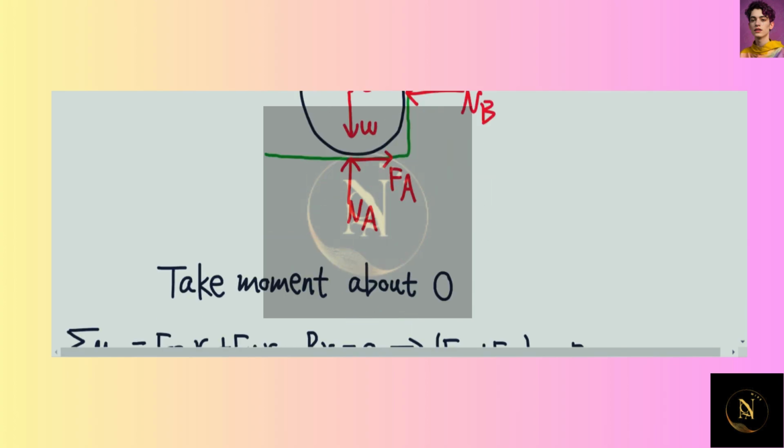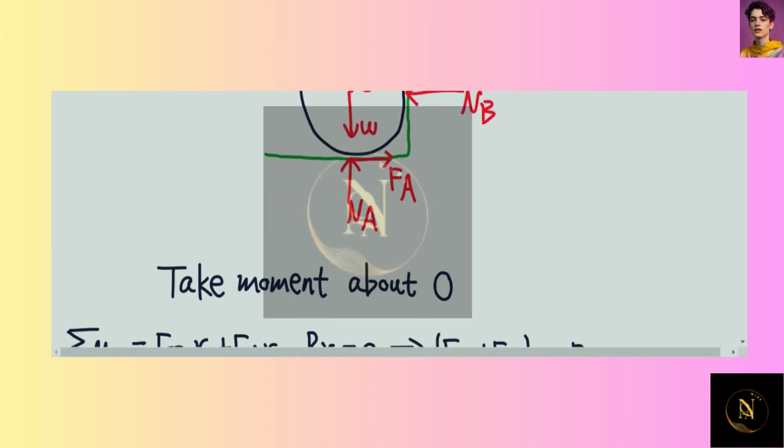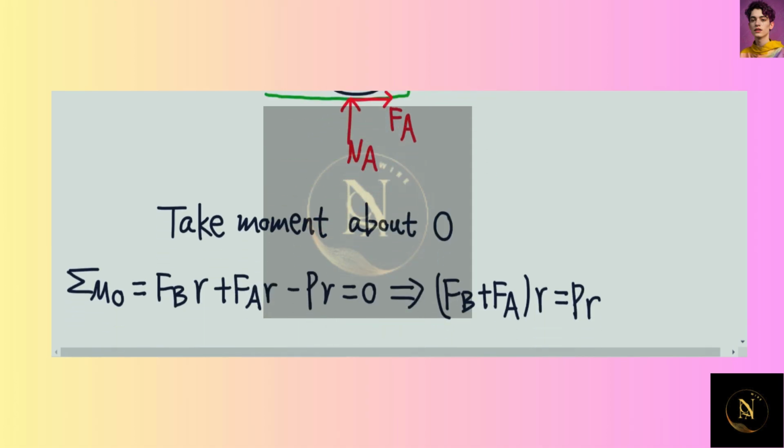Okay, so this is the force diagram for the hoop. So let's take moments about point O. Consider counterclockwise moment as positive, clockwise moment as negative. And this will give us the moment about point O: FB R plus FA R minus P R is equal to 0. FB here is the friction at point B, FA is the friction at point A, and P here is the force P, okay?